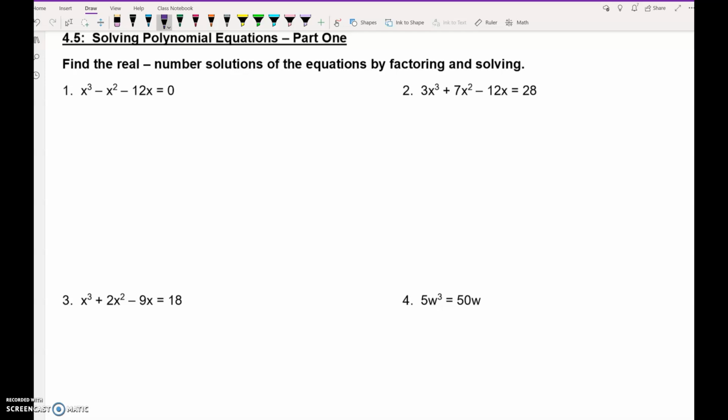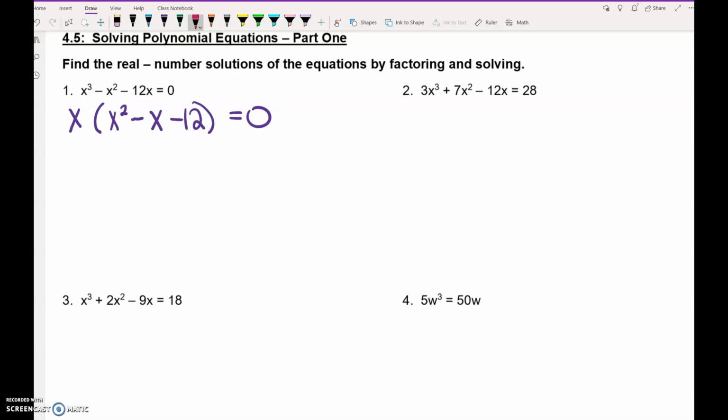What do the 3 terms have in common? They have x in common. X to the third divided by x is x squared. Negative x squared divided by x is negative x. Negative 12x divided by x is negative 12. And we still have the equals 0 on the right.